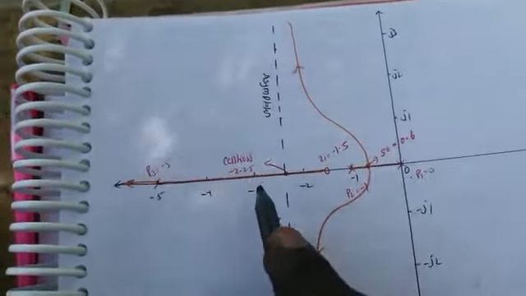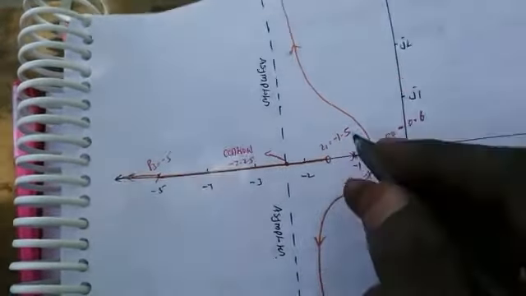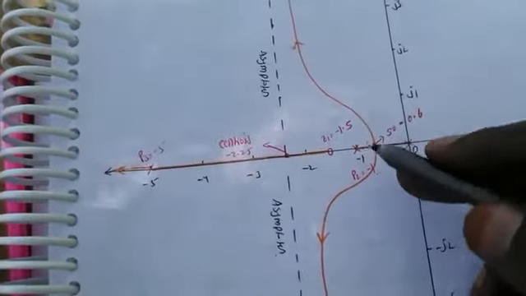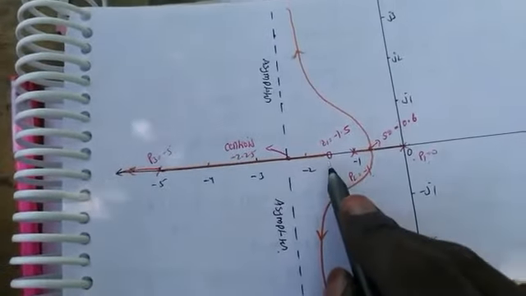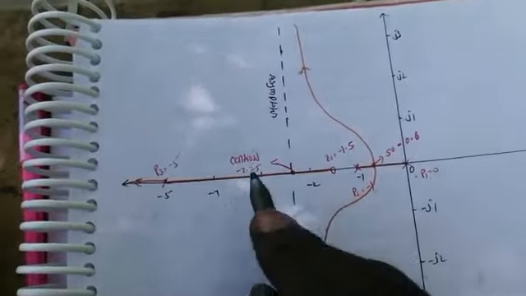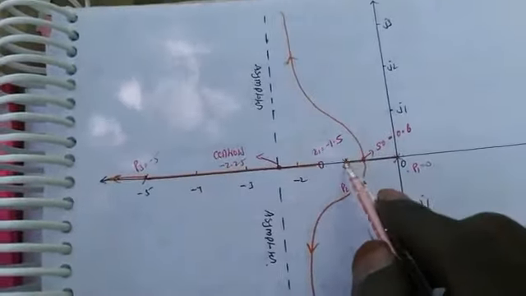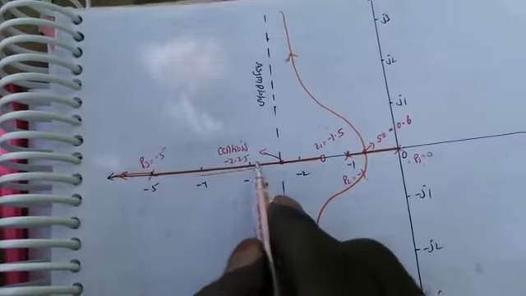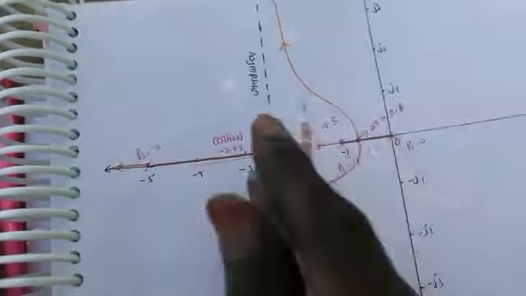Now if you choose a test point between minus 1.5 and minus 5, and look at the right side, the number of poles and zeros is 1, 2, 3. So 3 is an odd number. That's why between minus 1.5 and minus 5 there is a root locus. We represent the root locus by a dark line. So this is root locus 1 and this is root locus 2. Between minus 1.5 and minus 1, there is no root locus.